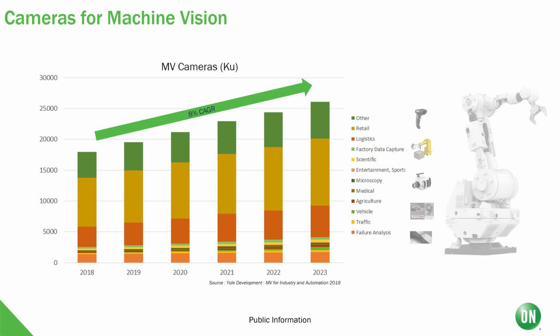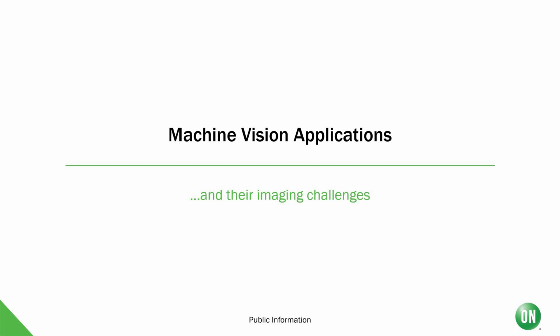It's been solid for the last couple of years, and we expect this to grow quite linearly all the way through 2023. There are many different new applications forming for machine vision, from the commercial side to the industrial side, and there are needs for many types of algorithms and many types of image sensors. So now I'm going to get into some of the detailed applications. We'll talk about some of the needs for the image sensors.